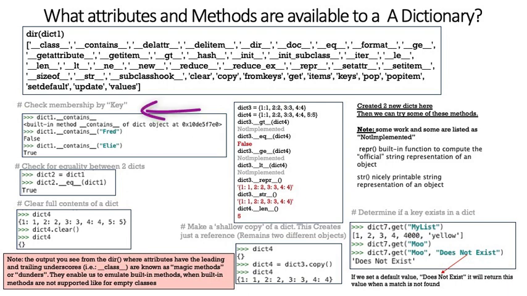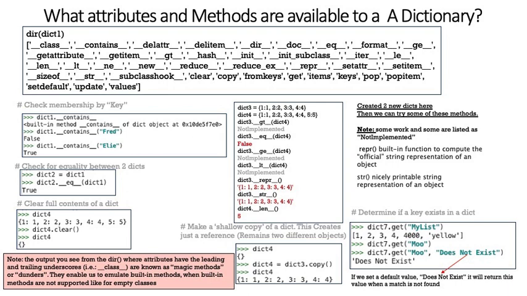So if you look here at the check membership by key, dict1, again, is the name of our dictionary, dot __contains__. We pass it Fred. So we're saying, hey, do you contain an element with a key by the name of Fred? And it says false. No, that's not in there, because we know that we popped that. But dict1.__contains__ Ellie, do you have that? It comes back true. So we can test for membership.